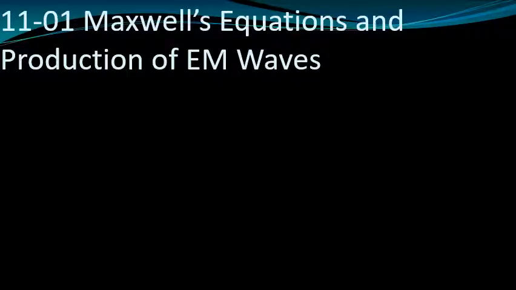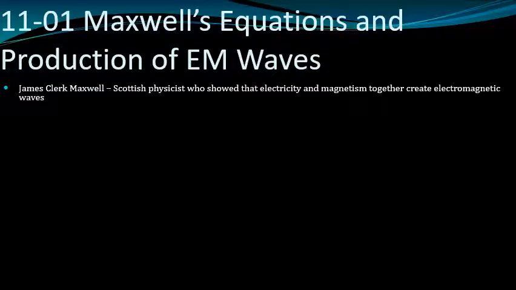Lesson 11.1 Maxwell's Equations and the Production of Electromagnetic Waves. James Clerk Maxwell was a Scottish physicist who showed that electricity and magnetism are the same thing and together create electromagnetic waves. He came up with 4 equations that completely combined electricity and magnetism.